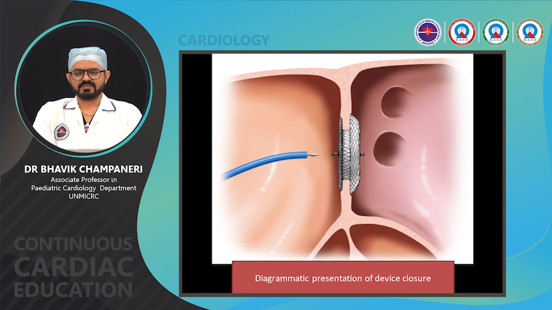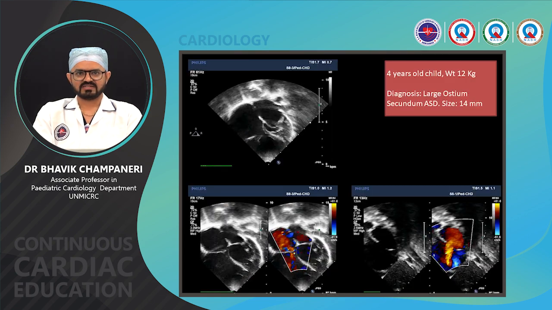So this is a diagrammatic presentation of ASD device closure and how it looks. This catheter has gone from IVC through RA, and we go into left atrium, and this is how the device is being deployed across the atrial septum, and this is how the device captures the atrial septal rim, and the device remains in its place. So this is an example.